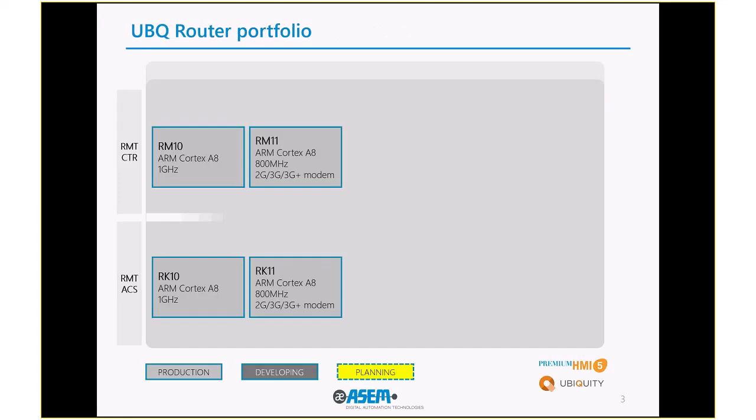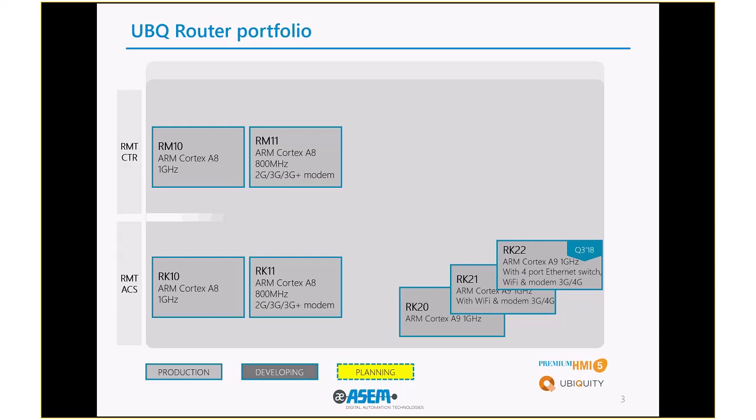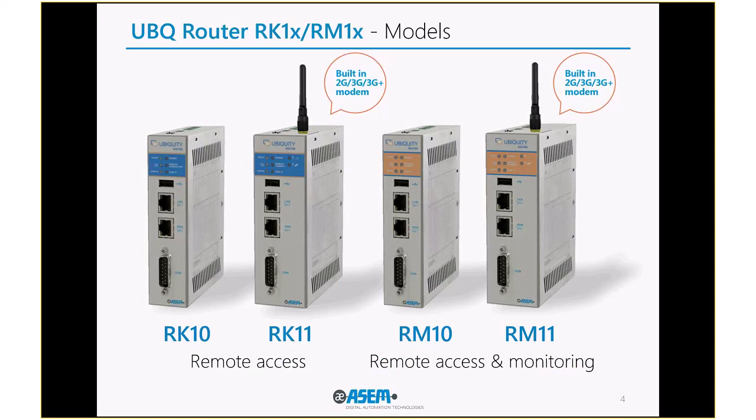An overview about the current router portfolio. So basically there are two families, one for remote control, we call the RM, and one for remote access we call RK series. And now, just at the end of last year, we also brought the RK20 series, which is today only possible to use for remote access. Let me explain the difference. We will see in some more slides.